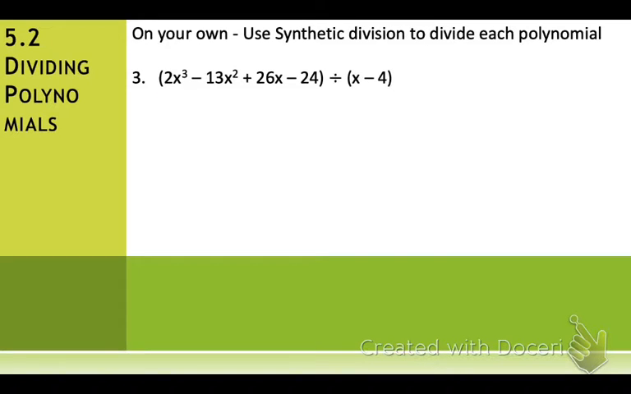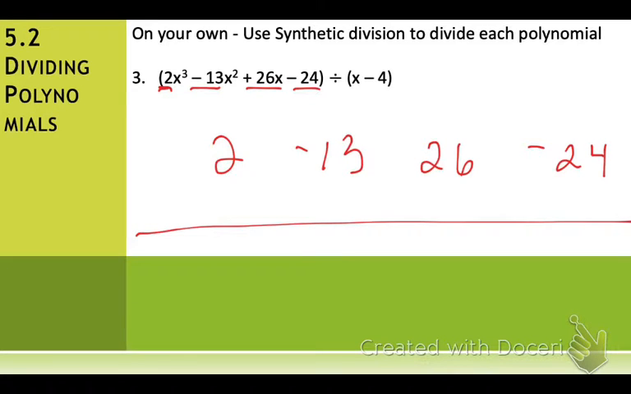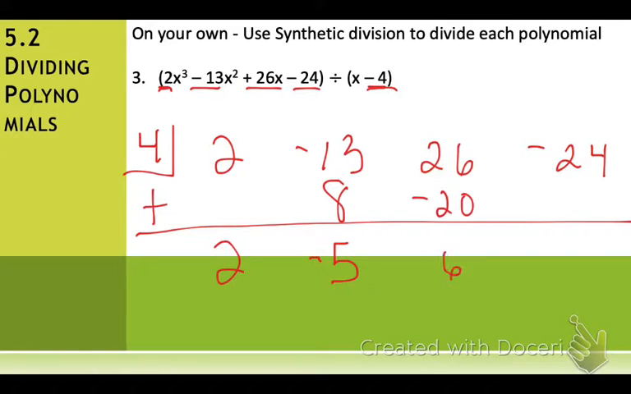Number 3, so I'm going to take the 2, the negative 13, 26, and the negative 24. Leave a space, plus, and I'm going to make that positive 4. Put it in a little box. Bring the 2 down. That's 8. Next coefficient is going to be negative 5, negative 20. Add those together, you get 6. 4 times 6 is 24.